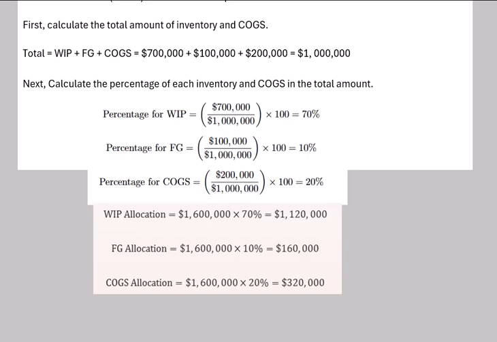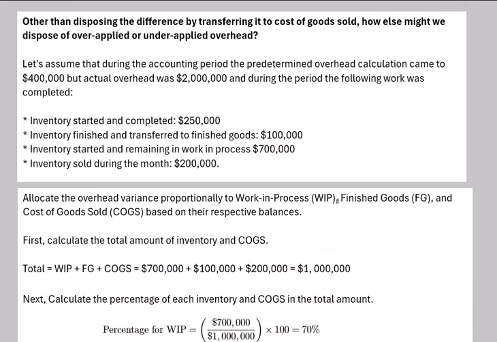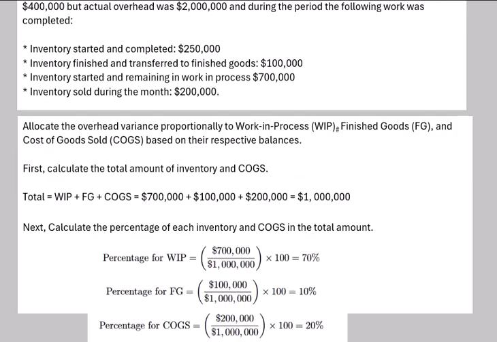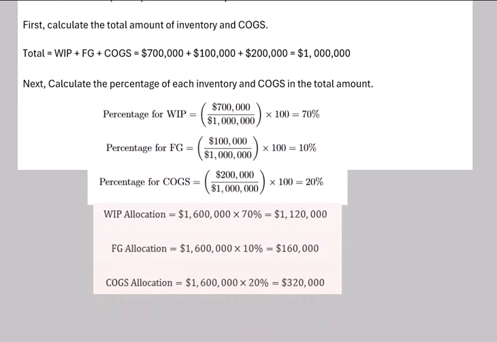All right, now you might be asking, where'd the $1.6 million come from? Let's slide back up. We had $2 million of actual overhead and $400,000 of applied. So we were under applied by $1.6 million. So we need to take that $1.6 million that's remaining in our overhead account, and we need to clear it out during the accounting period.